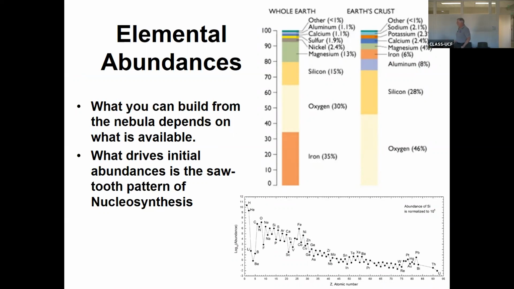The minerals that you get depend upon the materials that are available. And so what you build the nebula out of depends upon cosmic abundances. The pattern of cosmic abundances is driven fundamentally by nucleosynthesis. And you end up with a sawtooth pattern of abundance that happens to be a direct result of the nuclear physics of fusion and shoving things together in stellar furnaces.